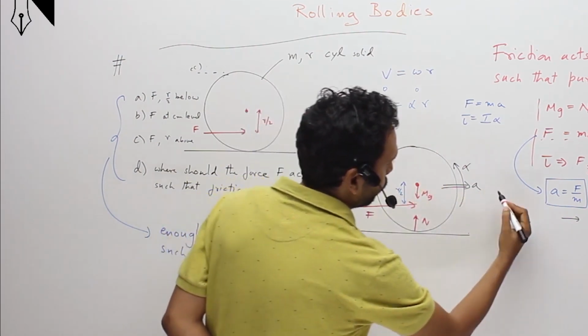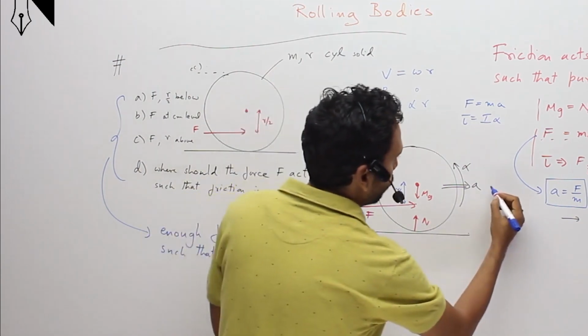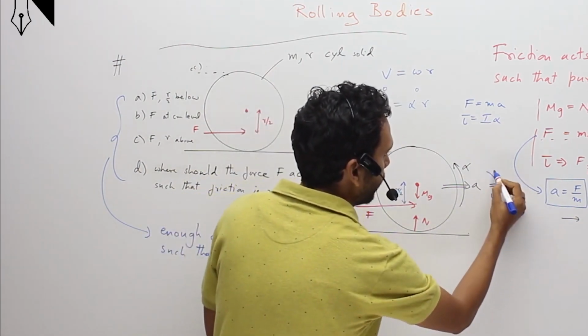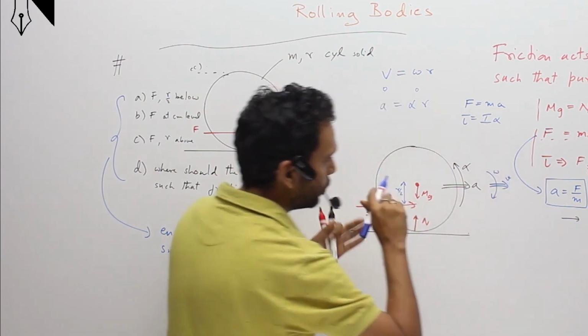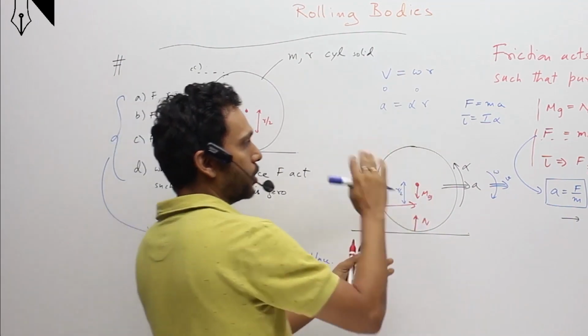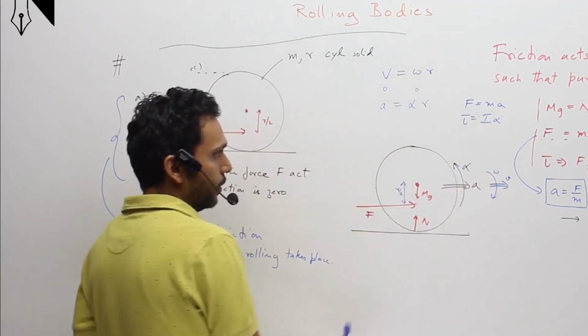Ultimately, if the thing is going forward, then omega should be this way. If velocity is forward, omega should be that way, not the opposite way. The opposite way, it is not going to achieve pure rolling. So that should be achieved.